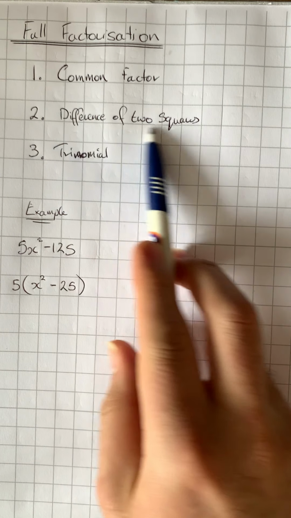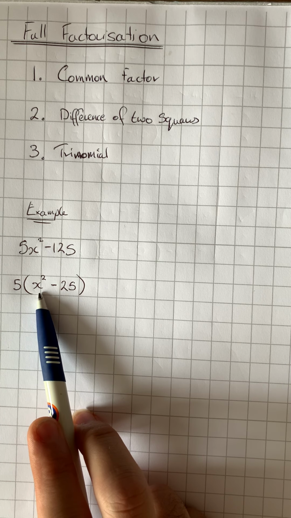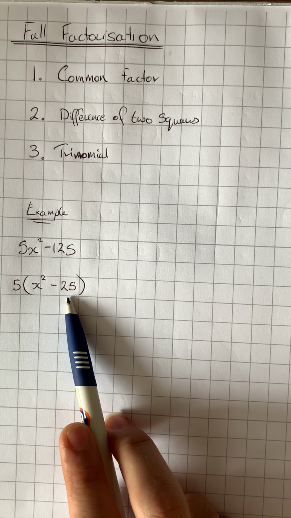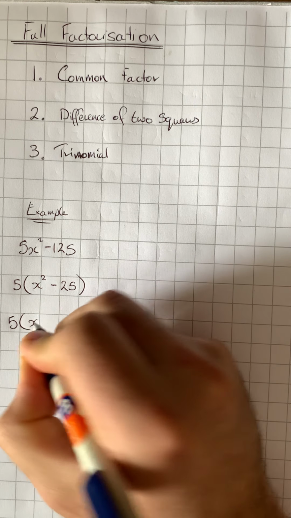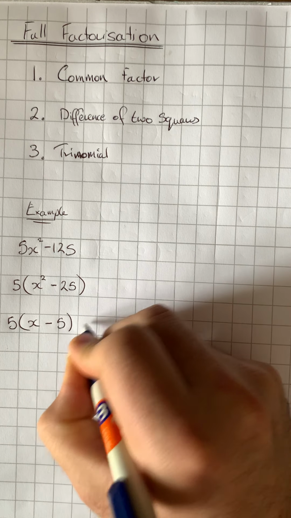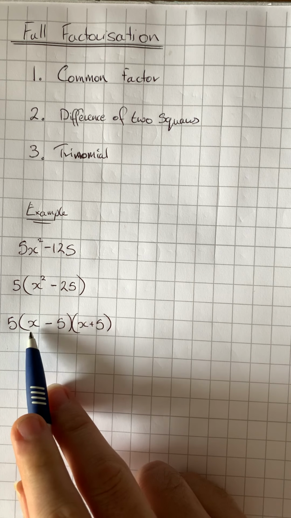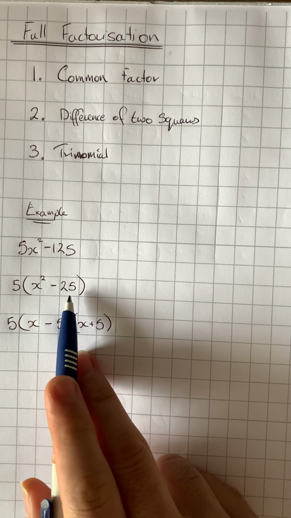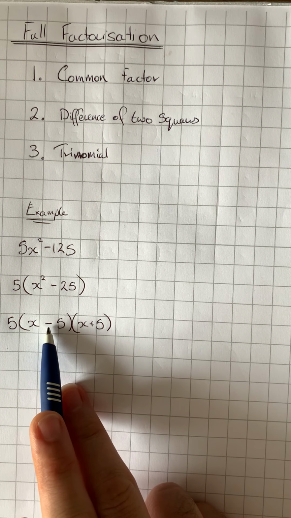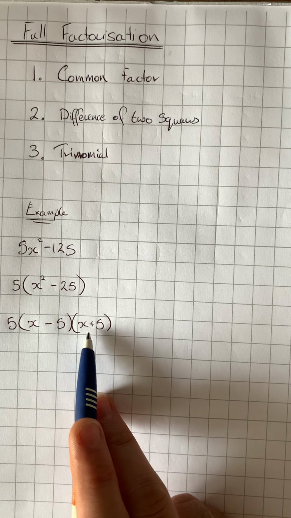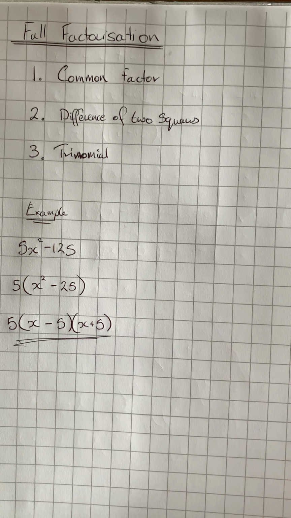Next, we look for a difference of two squares. Yep, that's a difference of squares because x squared is a square and 25 is a square, so we break it out like a difference of two squares, where the square root of x squared is x, and the square root of 25 is 5 and 5. Since it's a difference of two squares, we've got one as a minus and one as a plus. So that's that. There's no more. There's no trinomial in this.